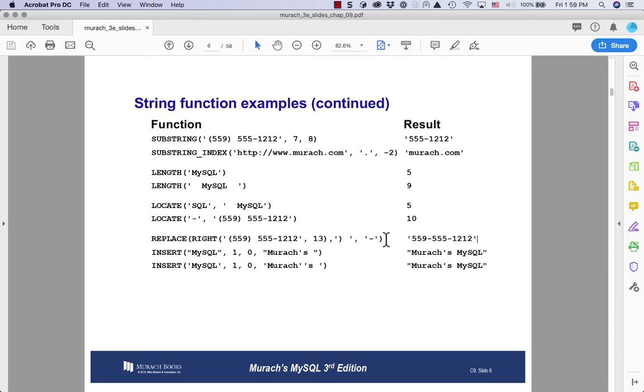I didn't like that one. It got the job done, though. Okay, let's look at insert.